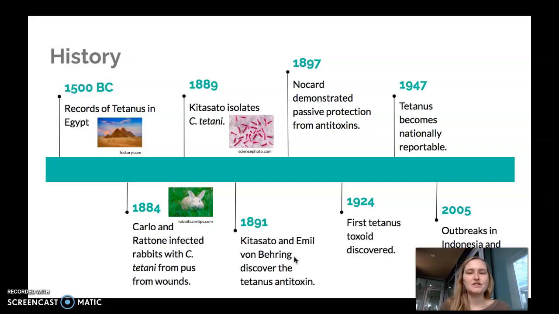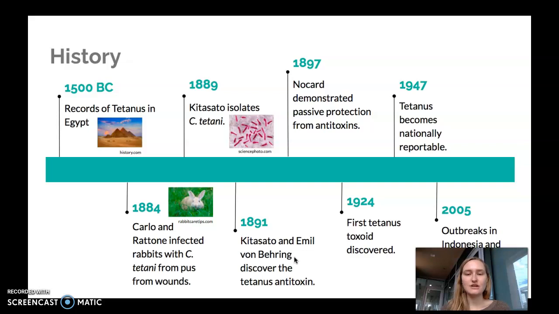And another scientist showed that you can have passive protection from these antitoxins. These antitoxins work by binding to the toxin, to the tetanospasmin. And that was really beneficial because tetanus affected especially soldiers in the battlefield because they were not able to get the medical help they needed to clean out wounds sufficiently. But the timing of the discovery of the antitoxins was especially beneficial for World War I in preventing death from tetanus.